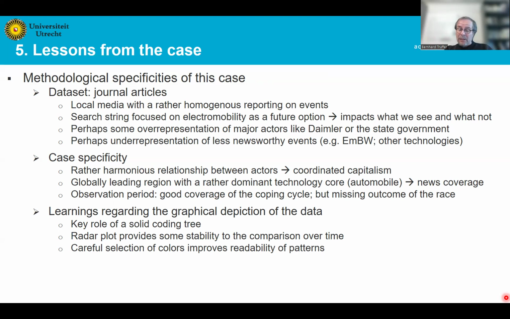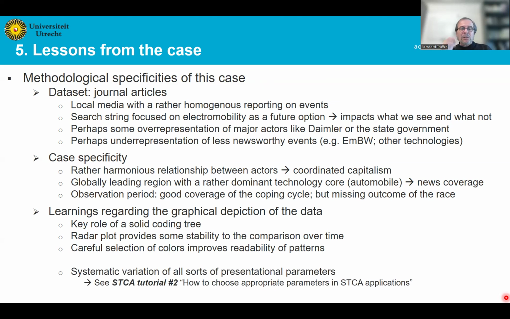And the last point is not to be underestimated. For this visual inspection of data, the careful selection of colors is really important for the readability of the patterns. If you want to see, as I said before, systematic variations of all sorts of these representational parameters, go to the guidebook website, STCA tutorial number 2, on how to choose appropriate parameters in STCA applications.